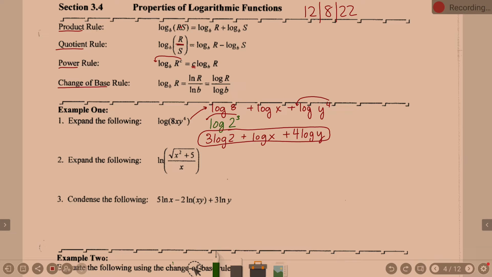Yep. So that's what it's saying we can do. Okay. Example 2. We're going to expand again.